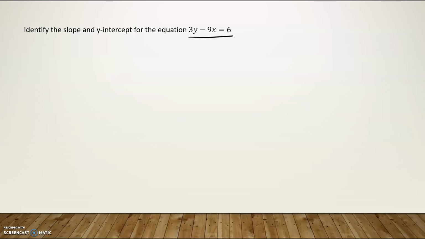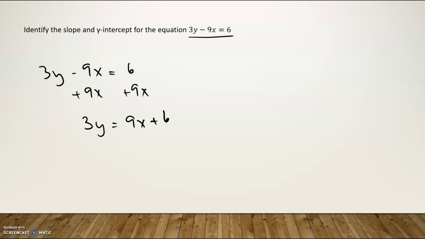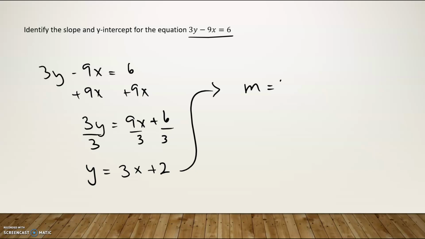Now looking at this one, it is not already in y equals mx plus b format. So what we need to do is take this and solve for y first. So I'm going to move that 9x over. Then I'm going to divide each term by 3. So y is equal to 3x plus 2. So from here, we know that the slope is 3 and the y-intercept is 2. If we write that as an ordered pair, that would be 0, 2.